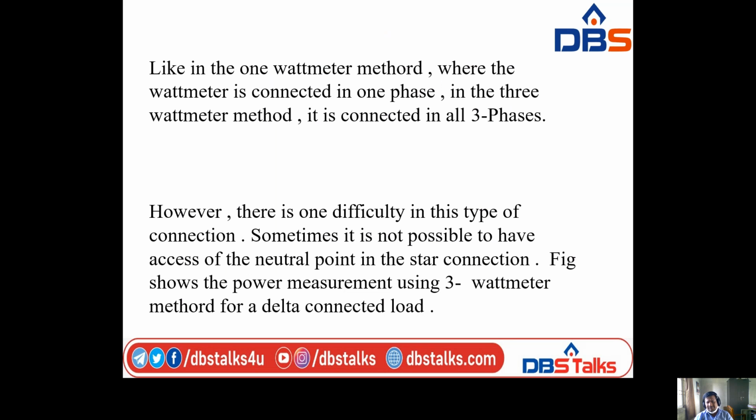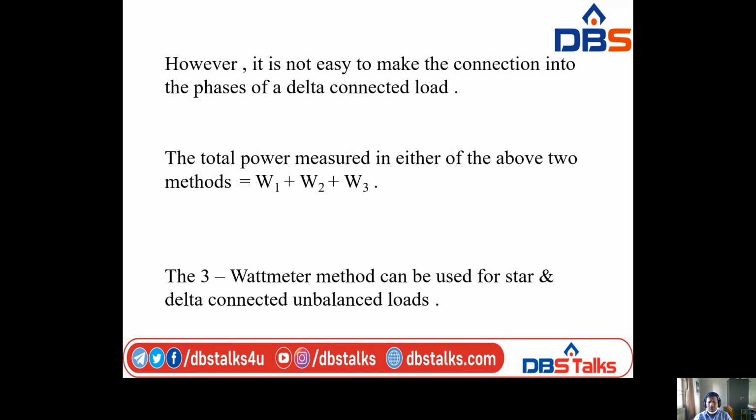What is the main difference between the 1 wattmeter method and the 3 wattmeter method? In the 1 wattmeter method, the wattmeter is connected in one phase. In the 3 wattmeter method, it is connected to all 3 phases. However, there is one difficulty in this type of connection. Sometimes it is not possible to have access to the neutral point in the star connection. It is also not easy to make the connection into the phases of a delta connected load.